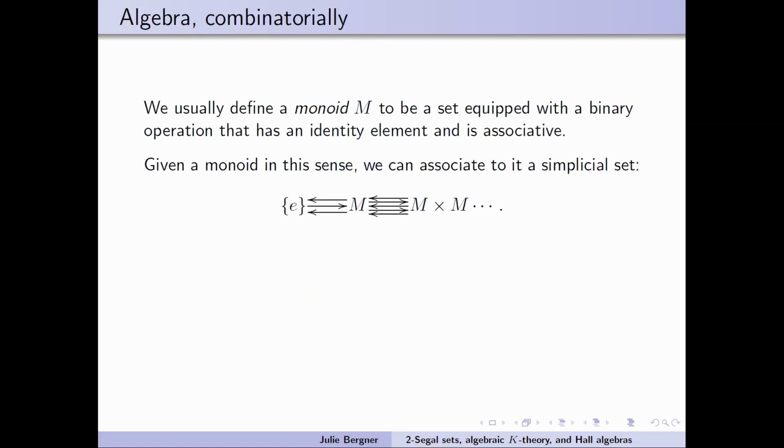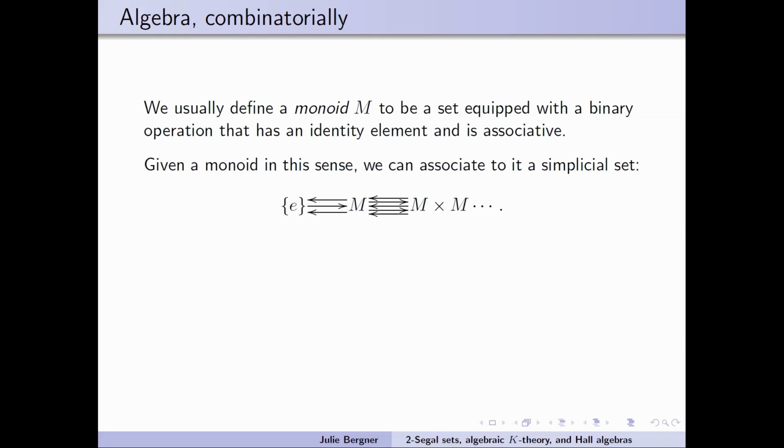All right, so let's think about something algebraic, but from this point of view. So let's just pick a monoid. Now, in an algebra class, you would generally just say, hey, a monoid is a set with a binary operation, and it has an identity element, and it's associative, just no inverses. It may not be a group. And we can associate this monoid to a simplicial set.